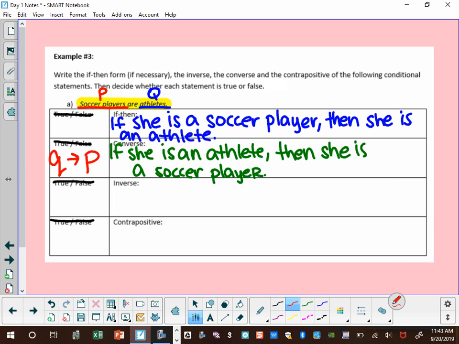All right, your inverse. It's your symbols. What does your inverse say? Inverse is if she's not an athlete. No, use the symbols. Our symbols are not P, not Q. Diana, what's my sentence? If she's not a soccer player, then she's not an athlete. Good.